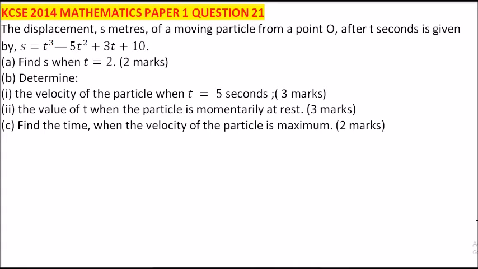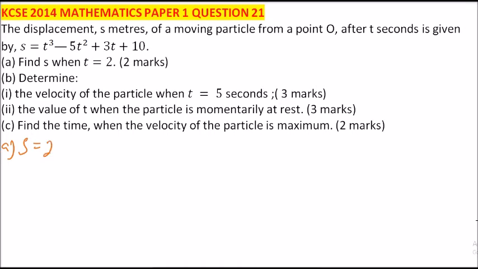So question number 21. The displacement S meters of a moving particle from a point O after t seconds is given by S is equal to t cubed minus 5t squared plus 3t plus 10. A. Find S when t is equal to 2. So with that, since we have already been given the expression S, we just replace t with 2.